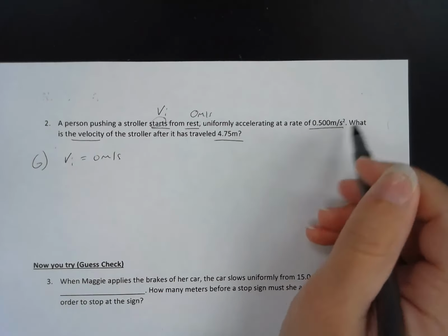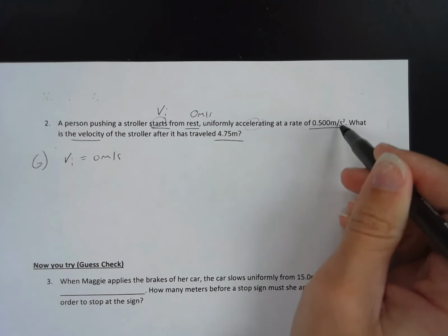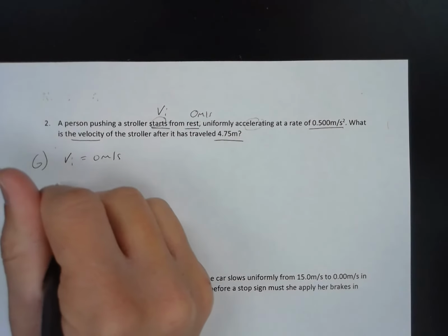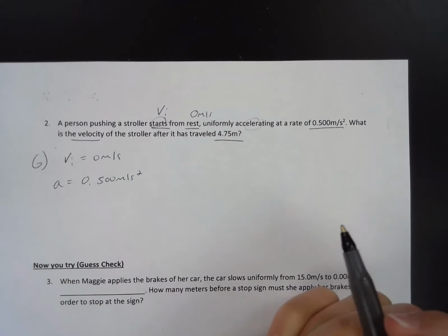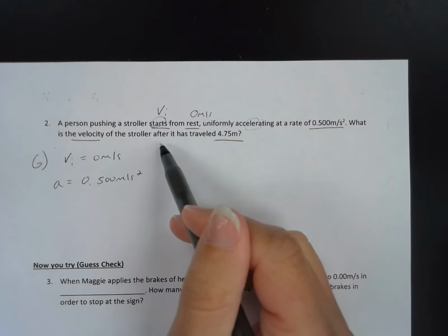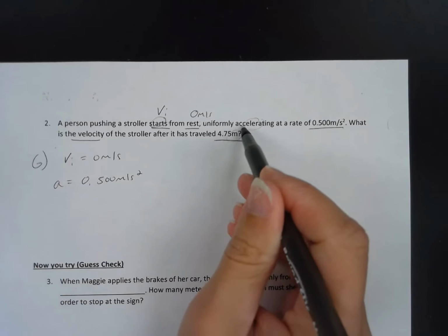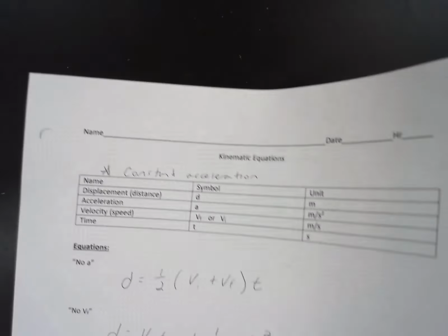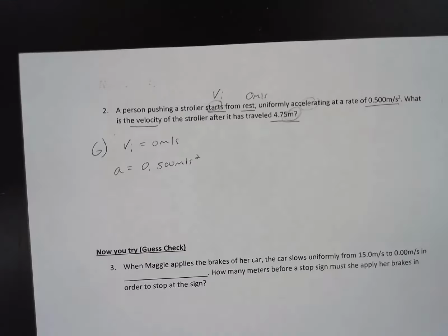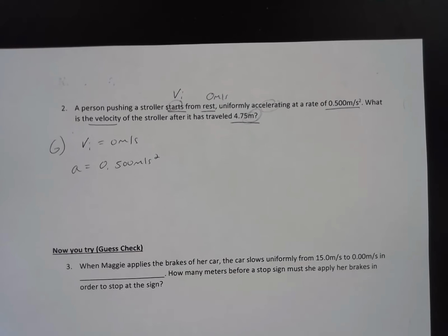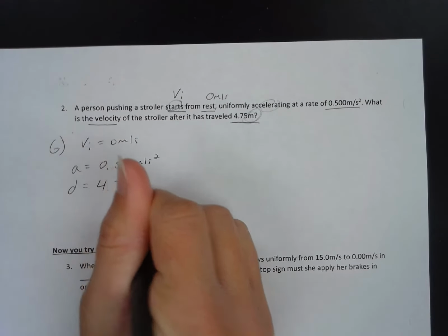From rest, we accelerate at a rate of 0.5 meters per second squared. So I have the meters per second squared unit, so this number here represents acceleration. What is the velocity of the stroller after it's traveled 4.75 meters? So that meters unit, and we have that little table on the front if we need to reference that, represents my displacement, so how far I went. So D, displacement, is equal to 4.75 meters.